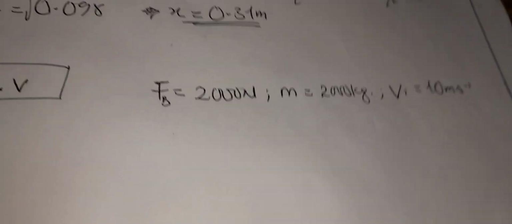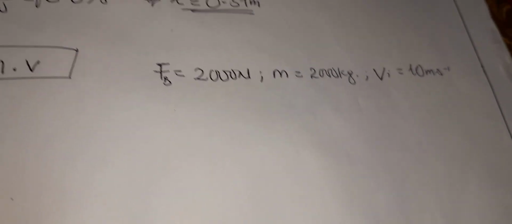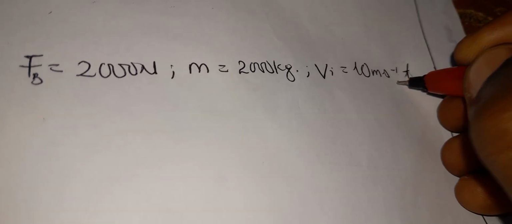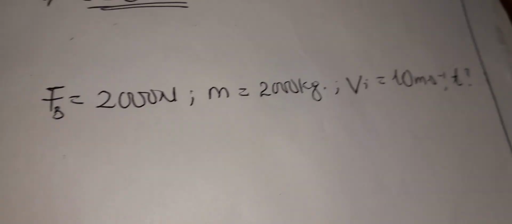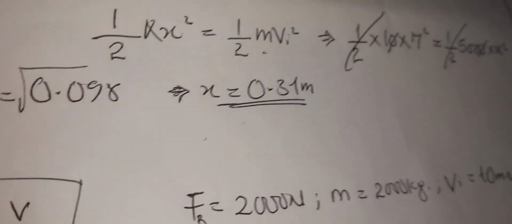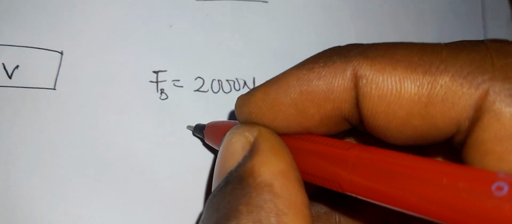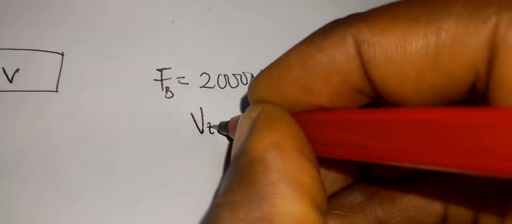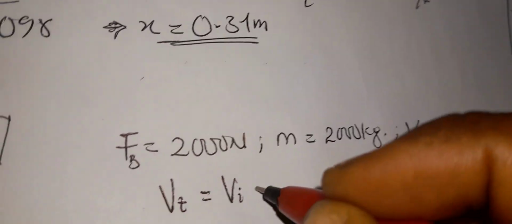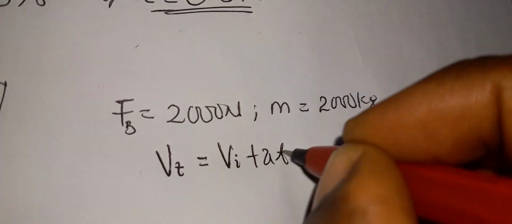All right, so we are asked to find the time. T is unknown. All right, the best equation to use is the equation of motion. This says vf, final velocity, equals initial velocity plus at.